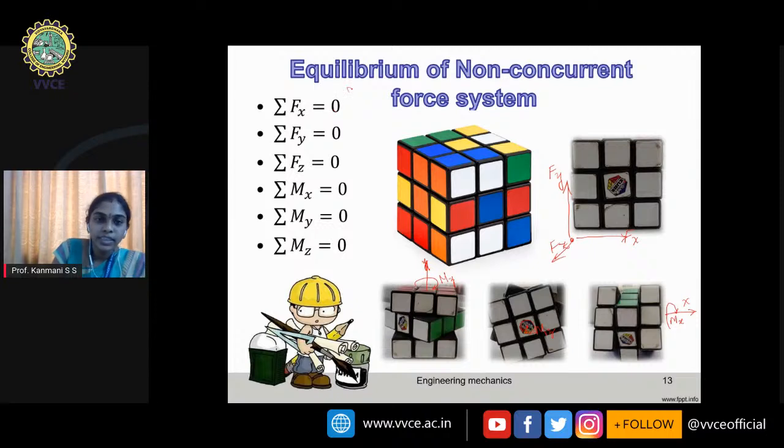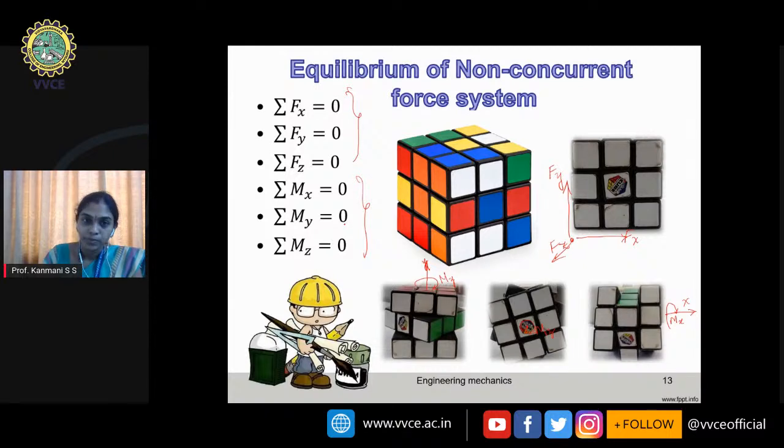So we have three forces and three moments. If you ensure that in all six directions the body is maintained in such a way that the forces and moments are equal to zero, then the entire cube is said to be in the state of rest or equilibrium.